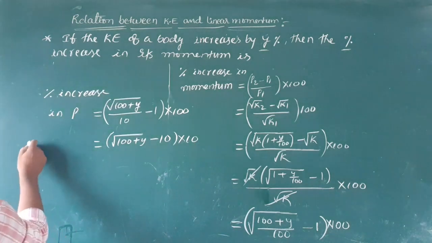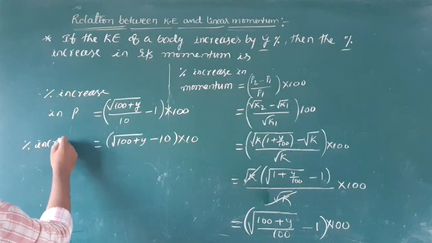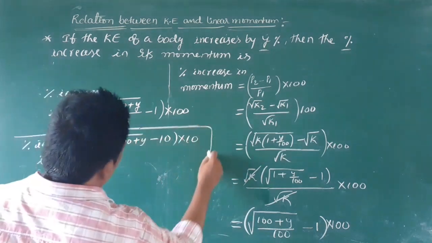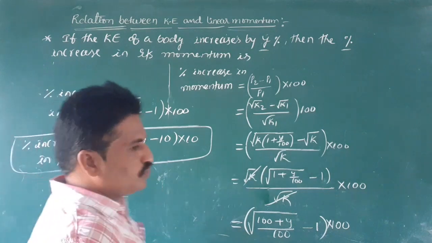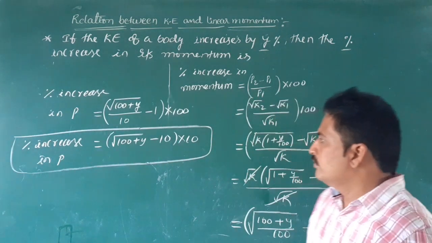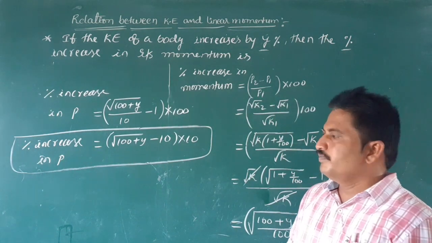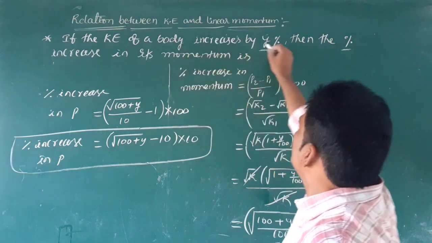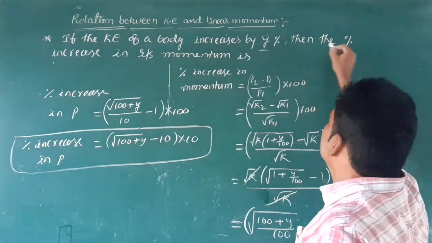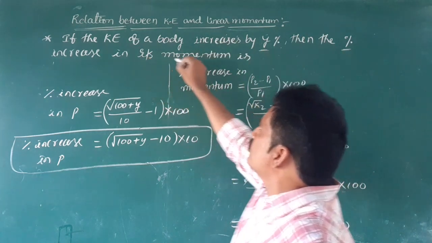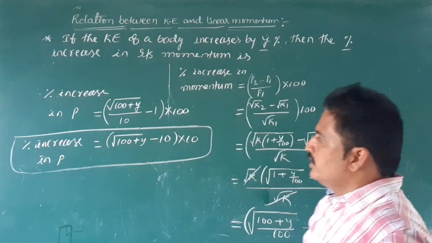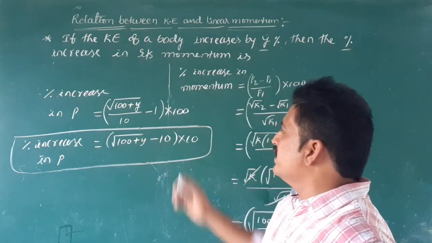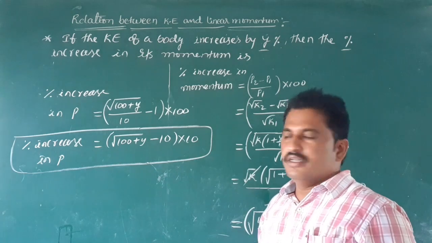Check this one properly, everyone. This is the expression for when the kinetic energy of a body increases by y percentage, then the increase in its momentum is how much? The increase in momentum is equal to (root of 100 plus y minus 10) into 10, students. Check this problem.